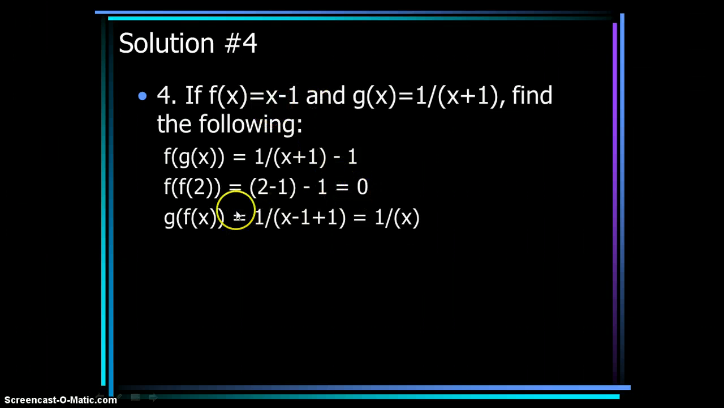How about g of f of x? This is not f of g of x, but g of f of x. So what we're going to do there is our inside function is x minus 1. We're going to stick x minus 1 into g of x wherever we see x. So I get 1 over x minus 1 plus 1. And that simplifies out to 1 over x.